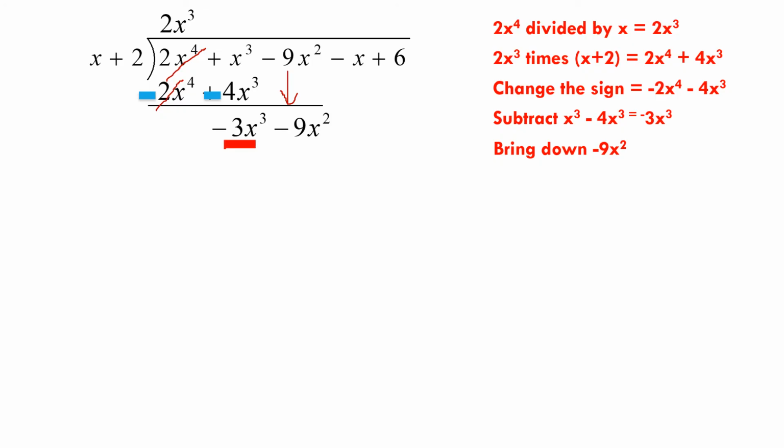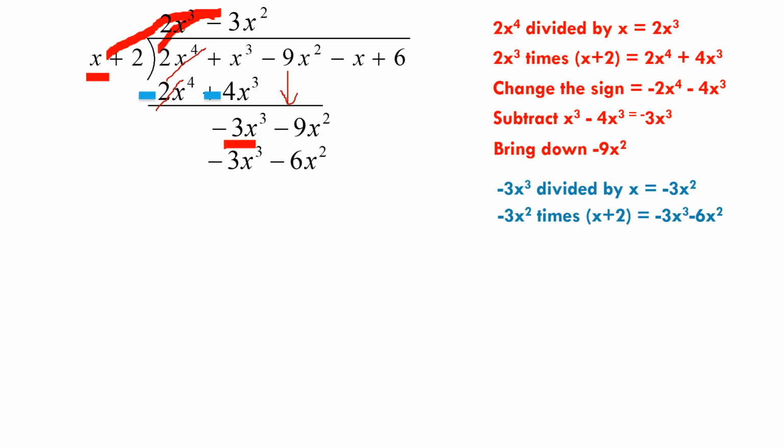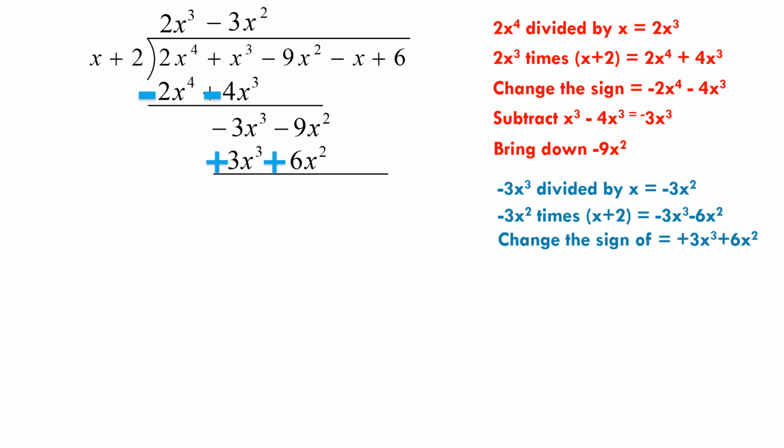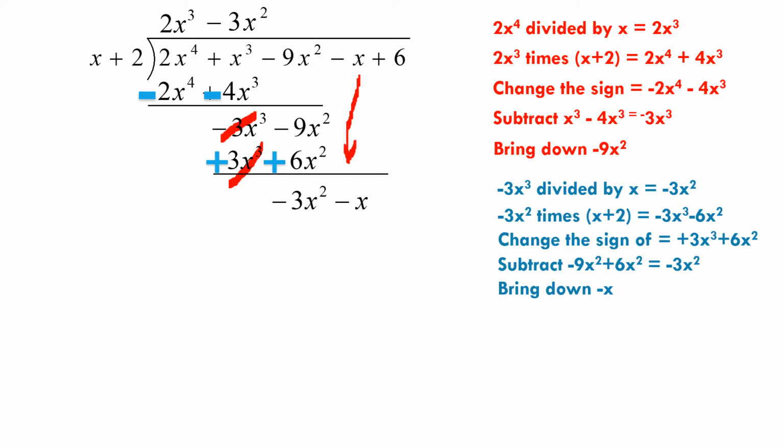Next step, divide na naman tayo. Negative 3x cubed divided by x will give us negative 3x squared. Sunod is to multiply. Negative 3x squared times x plus 2 will give us negative 3x cubed minus 6x squared. Clear ko lang yan. Change the sign of the subtrahend. Negative 3x cubed plus 3x cubed will give us 0. Negative 9x squared plus 6x squared will give us negative 3x squared. Bring down si negative x.